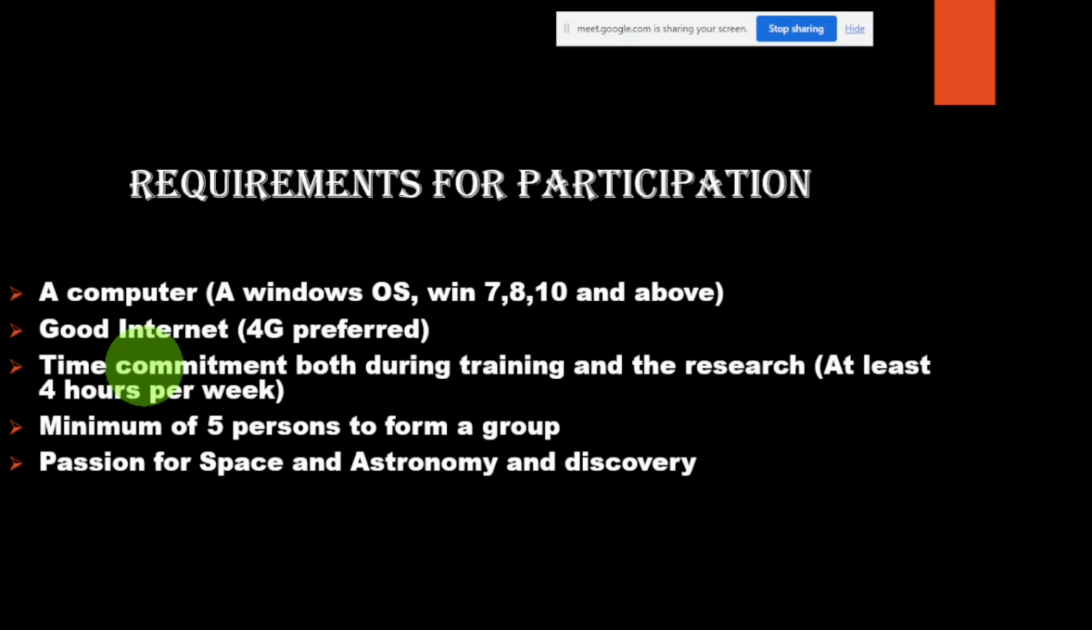okay? This is not a task that takes the whole day or the whole time. You can gather your students maybe once a week or twice a week to analyze the data. That is how it is being done, not just for this asteroid search, but for most of our projects. Then we need a minimum of 5 persons to form a group.